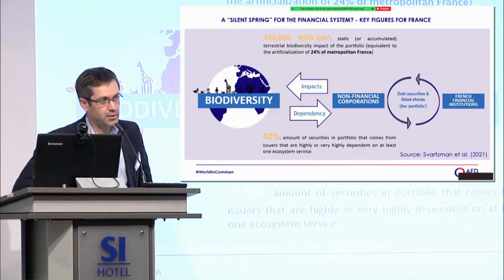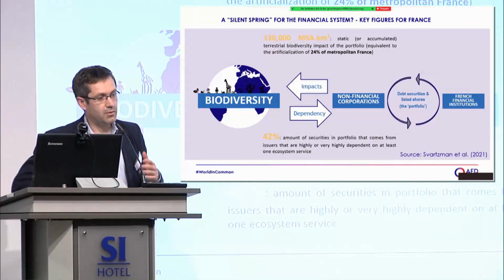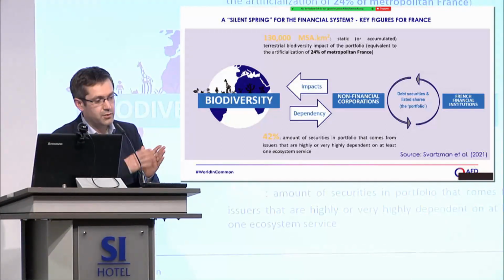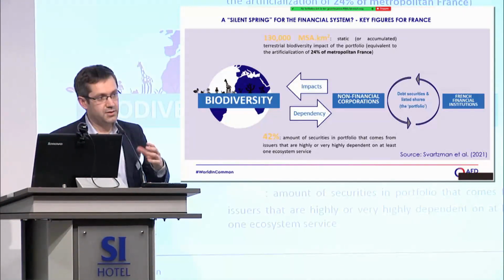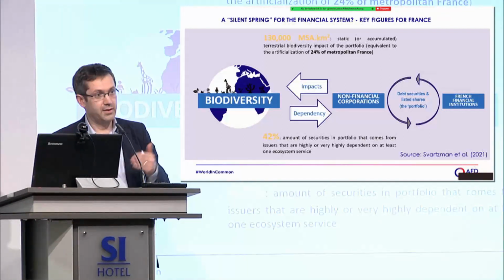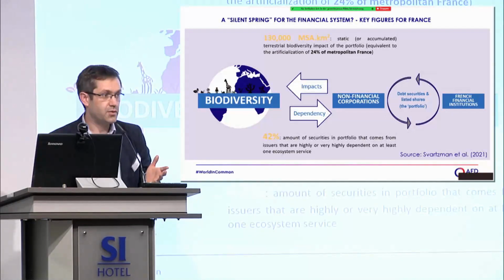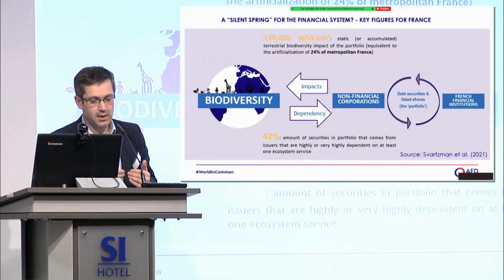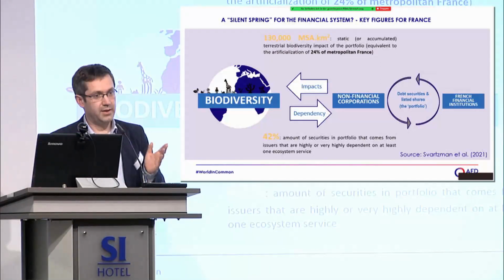The more interesting work that we did was on the dependency, where we tried to see how the different ecosystem services were necessary for the production processes, and how much of these production processes were at risk of being constrained by loss of biodiversity. And we obtained that 42% of the portfolio of French financial institutions are dependent on at least one of these ecosystem services.